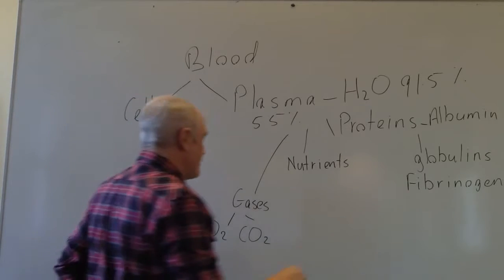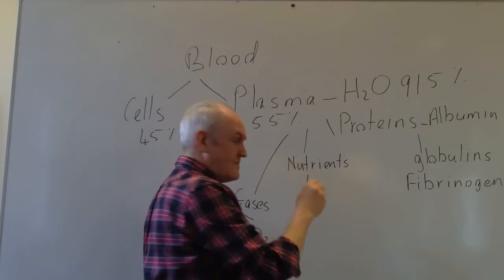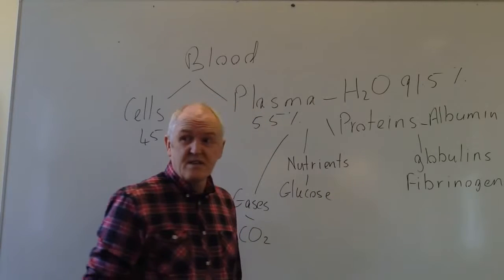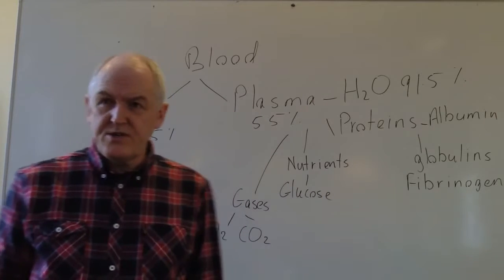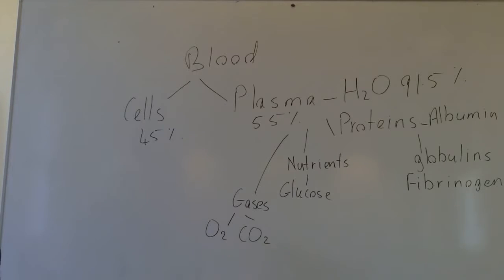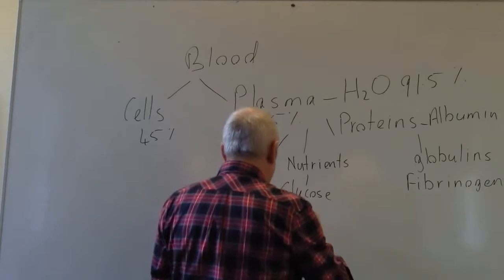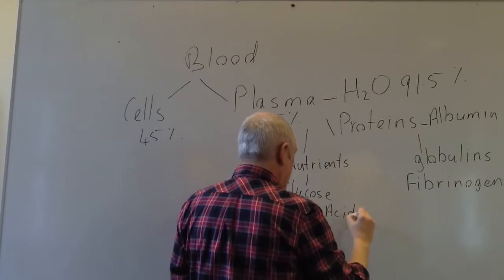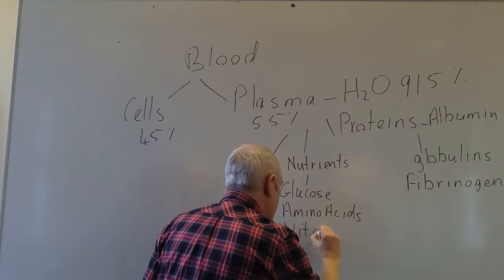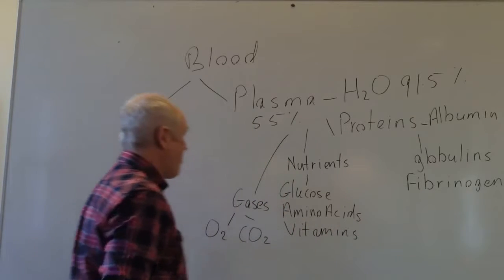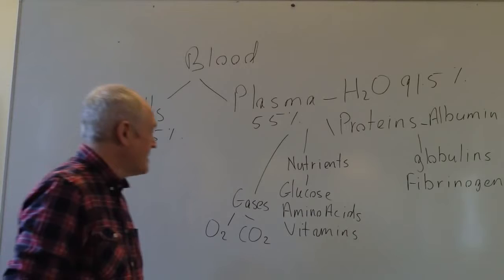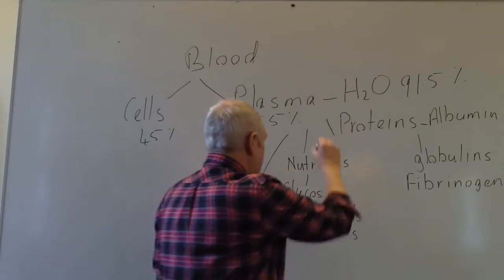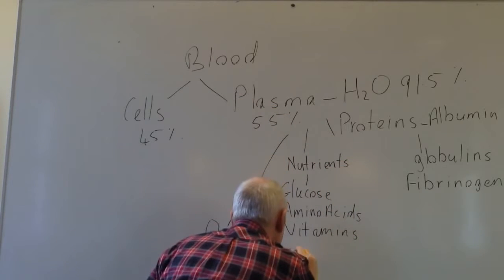What was the main nutrient in the blood we looked at last week? Glucose. Yep. And of course, any nutrient that goes from the gut to the tissues of the body has to be carried in the blood. It's not going to get there any other way, so you might think of amino acids. You might think of vitamins. And also, fatty material can be carried around the body in cholesterol.